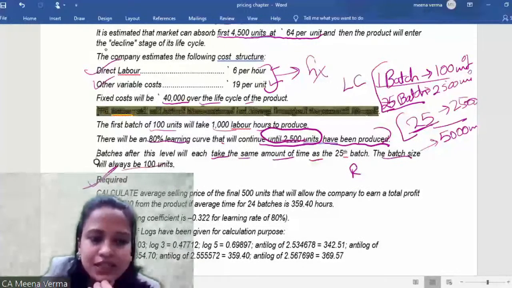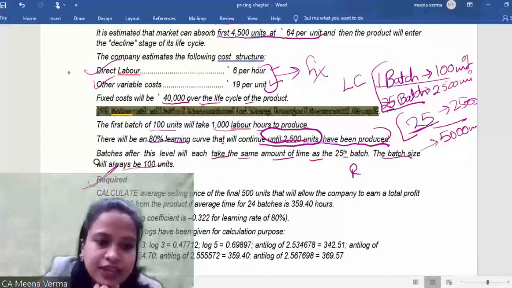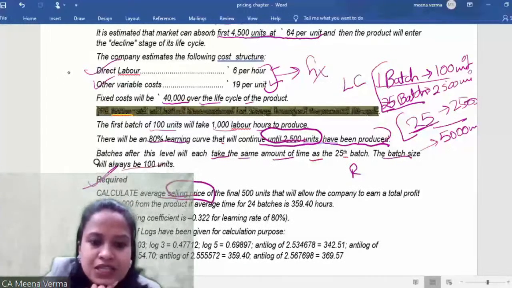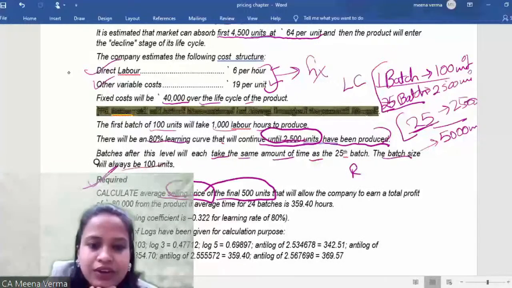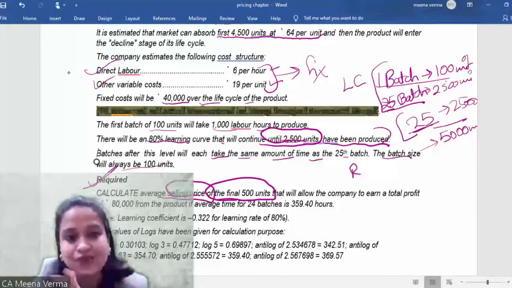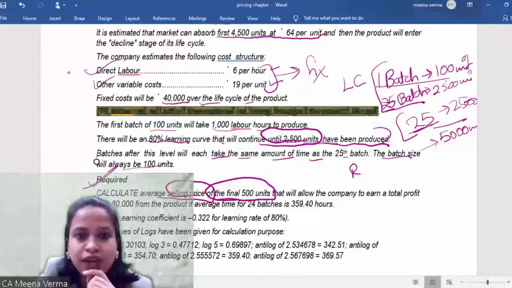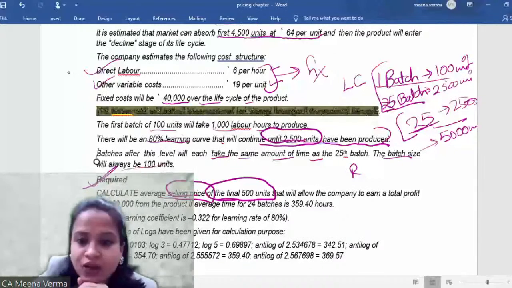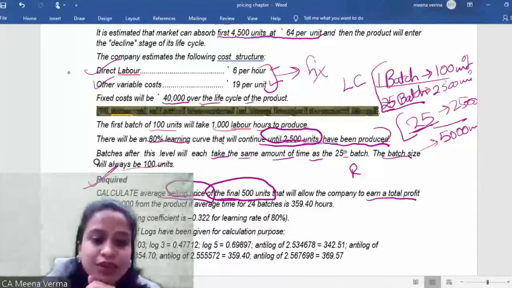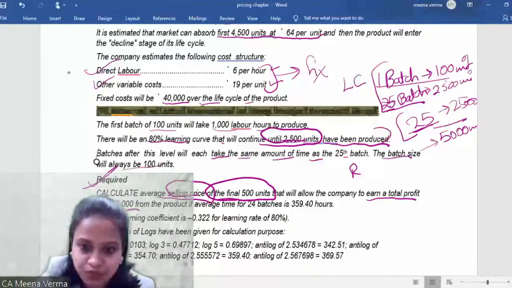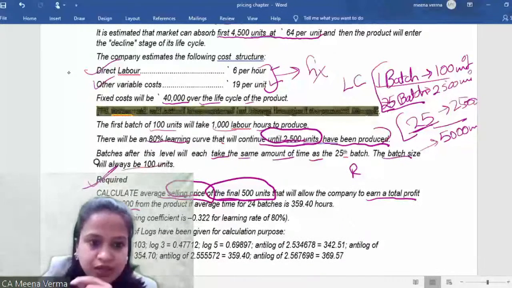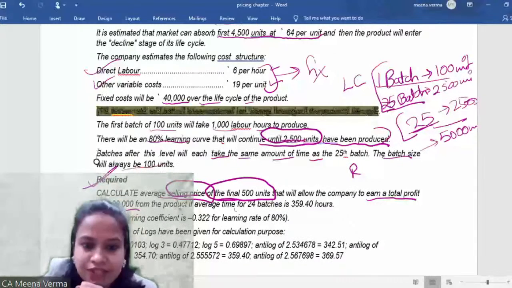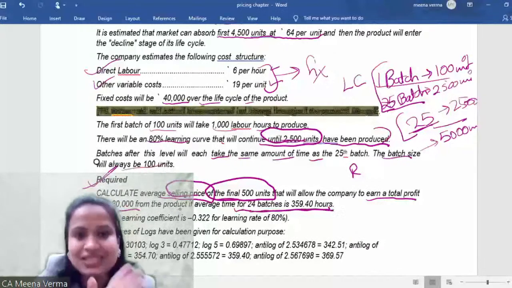Now let us see the requirement of the question. Calculate the average selling price of the final 500 units. Means the last 500 units. They want to find the selling price for the last 500 units that will allow the company to earn the total profit, and the company wants to earn 80,000 total profit in the entire life cycle of the product. The average time for 24 batches is given.